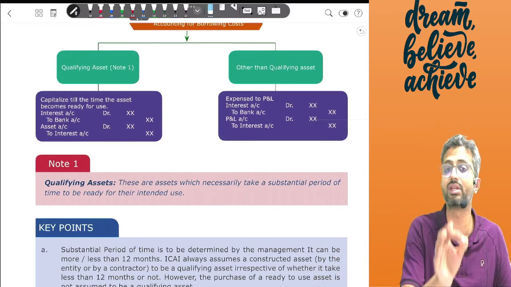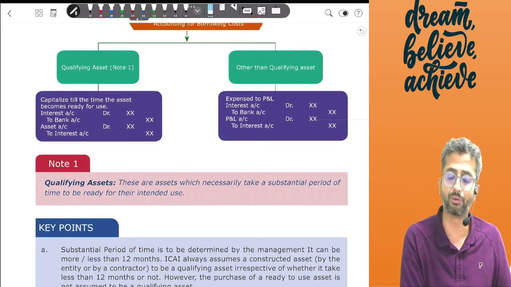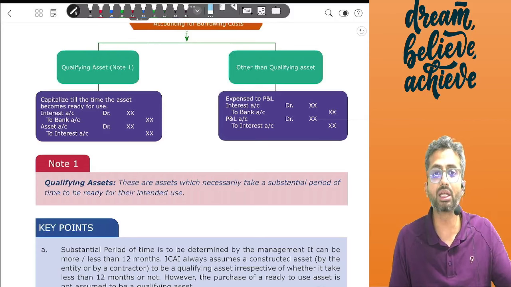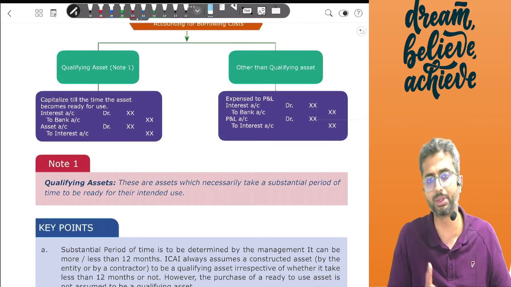It is a qualifying asset if the asset ordinarily takes a substantial period of time, where substantial period of time is usually 12 months if the question remains silent. But if the question specifically takes a shorter or longer period, you can take that.